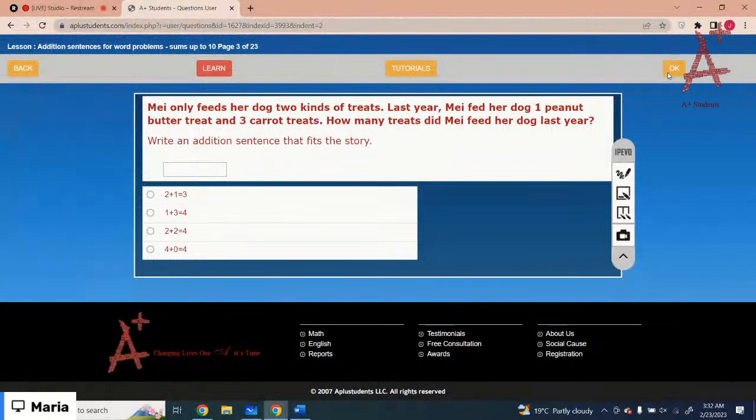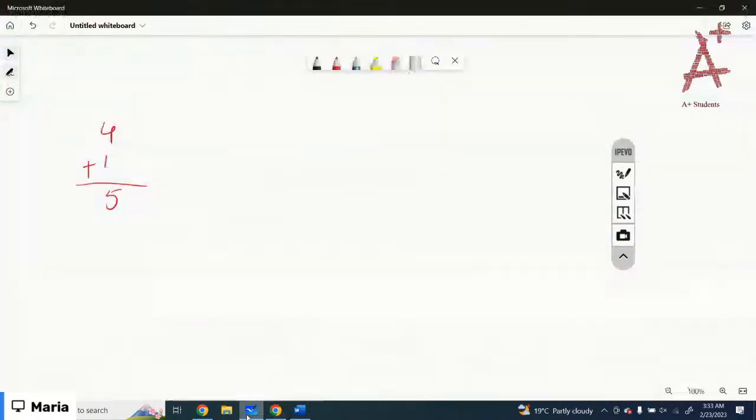Okay, the next one is: May only feeds her dog two kinds of treat. Last year, May fed her dog one peanut butter treat and three carrot treats. How many treats did May feed her dog last year? So she fed her one peanut butter and three carrot treats. So you have to calculate the total treats. So you have to do 1 plus 3.